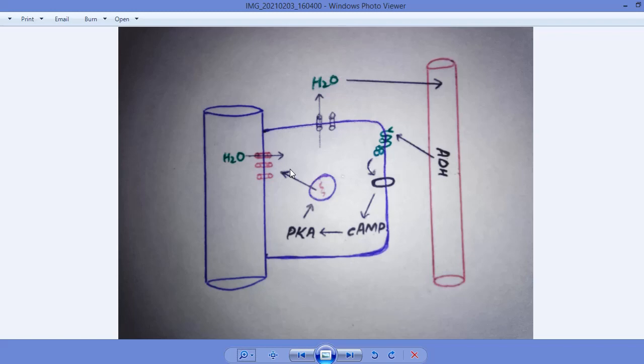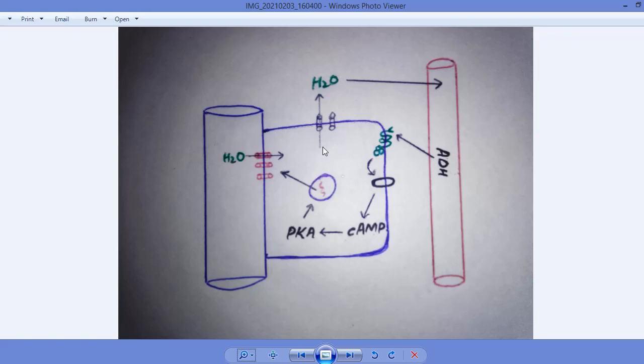And those aquaporins which are synthesized upon the stimulation of this protein kinase A will be incorporated inside the luminal side of this cell membrane. So in short, the ADH is responsible for the synthesis of a special type of channel that is called aquaporin 2, and these channels are incorporated on the spot inside this cell membrane. When these channels are incorporated inside the cell membrane, this allows the flow of water from the collecting duct to the principal cell.